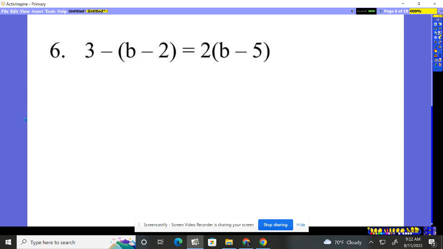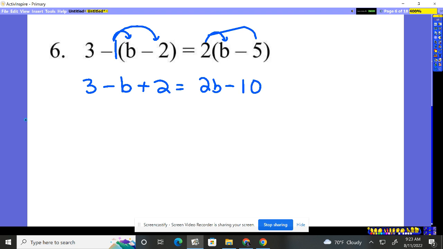All right, number 6. Now, this can be a little tricky for some of us. We're like, well, there's nothing here in front of this parentheses. Well, remember, there's really a negative 1. That negative 1 must be distributed through. So we have a 3. Negative 1 times b will be a minus 1b. Negative 1 times negative 2 will be plus 2 equals, distribute here, 2b, 2 times the 5, minus 10.